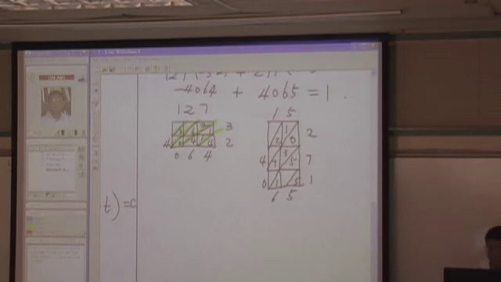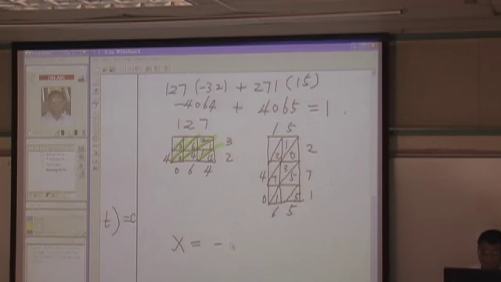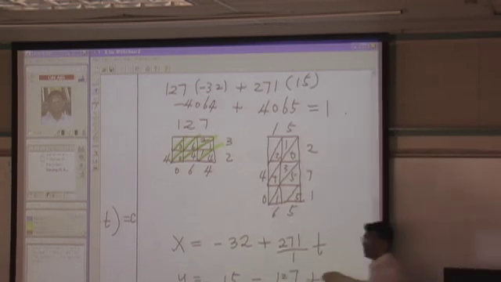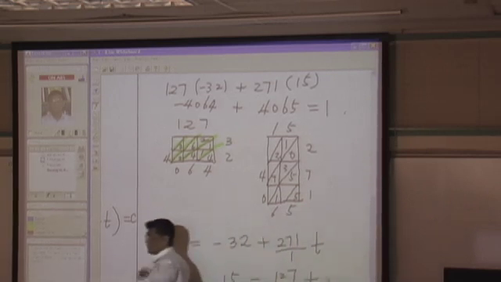So x equals this number, negative 32, plus the other number, 271 divided by the GCD multiplied by T. Do you follow me? And then y equals 15 minus the other number, 127 divided by the GCD multiplied by T. Then done. So all the solutions have this pattern.